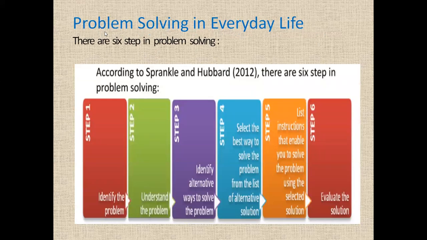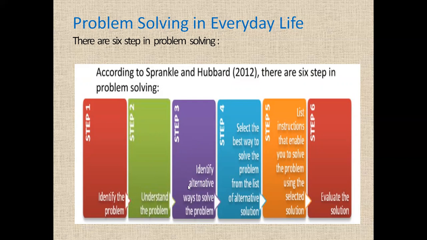Next topic is problem solving in everyday life. To solve a problem from everyday life, you need to follow these 6 steps. Your first step is you need to identify the problem. After that, you need to understand what the problem is. Then the next step is you need to understand the alternative ways to solve the problem.